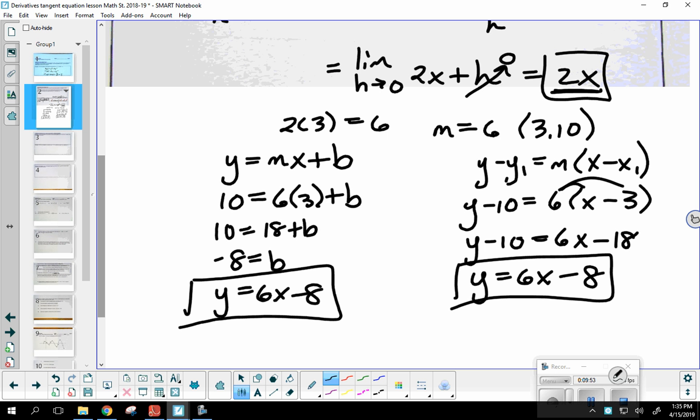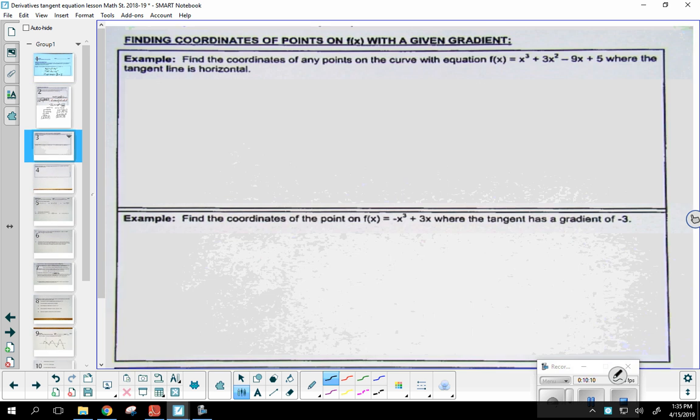So either way you want to go ahead and take a look at it. The slope of the line turned out to be 6, so the equation of the tangent line at (3, 10) is 6x minus 8. Questions? Okay, well, let's see what else we got.